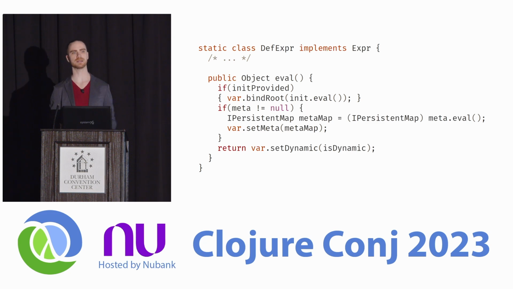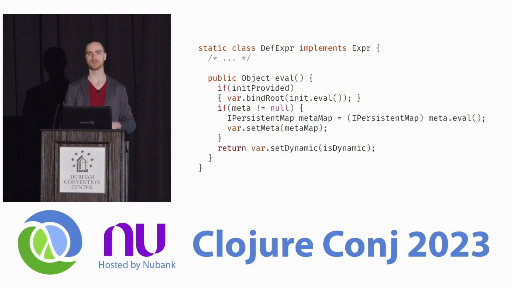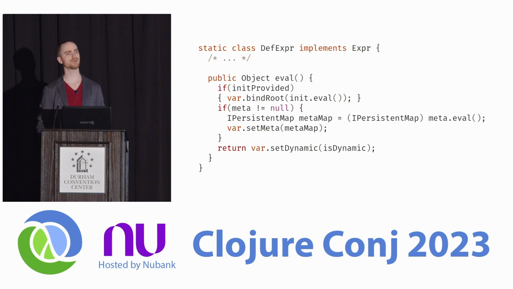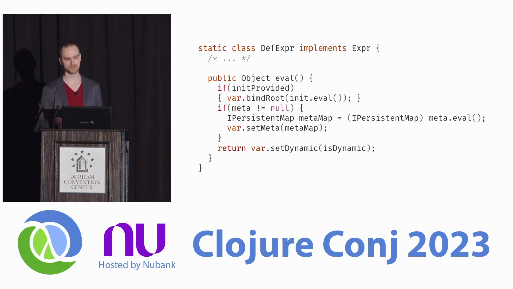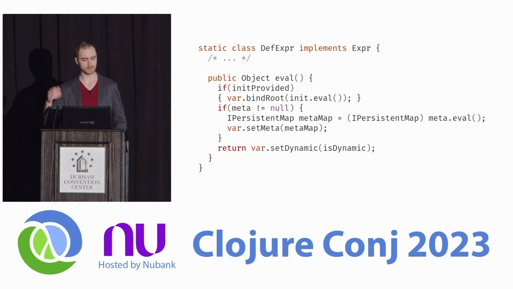It can just reach in and say, intern this var, set its root to this value, check this if by evaluating the value for it. So let me just show an example of this. This is taken right from the Clojure compiler, compiler.java. To be fair, I cleaned up the code a little bit. But this is the eval function for the def expression.